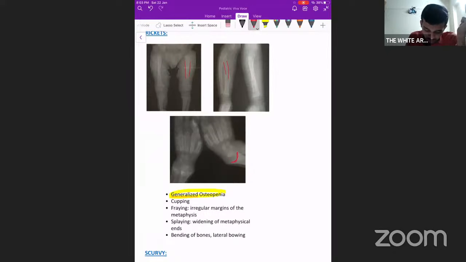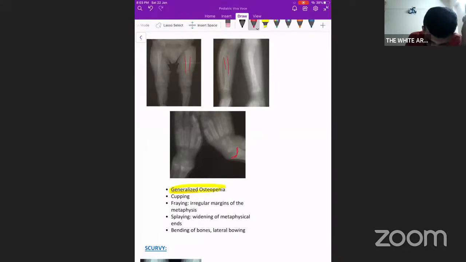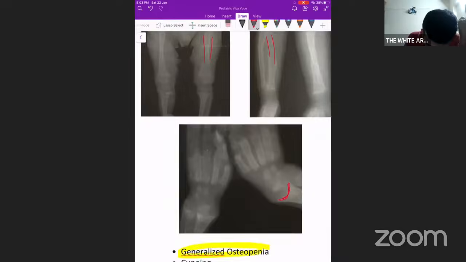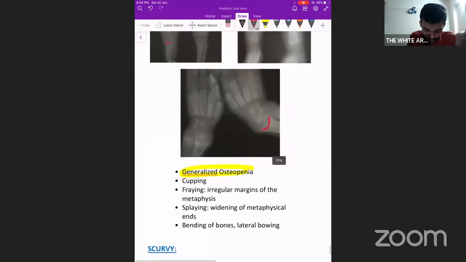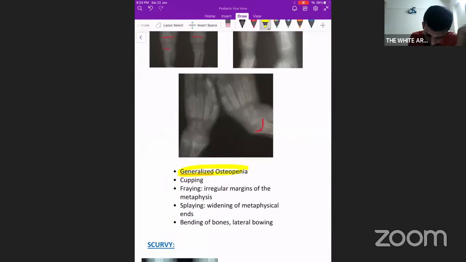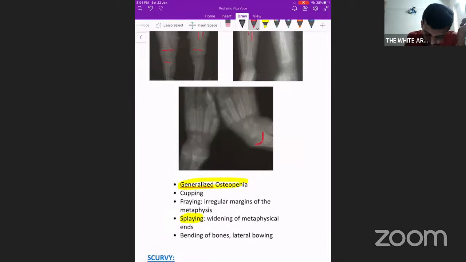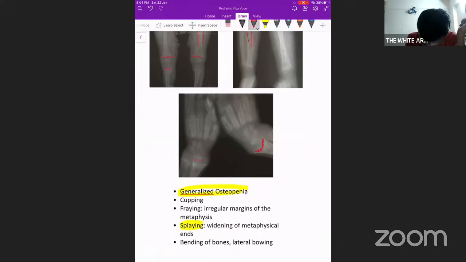There will be cupping, and there will be fraying. Fraying is nothing but these margins which you see over here. They are irregular, correct? These margins are irregular. This is what you call fraying. That is the next change. And then there is splaying. What is splaying? There will be widening of the metaphyseal ends, correct? See over here, the metaphyseal ends have widened. Over here as well, the metaphyseal ends have widened.